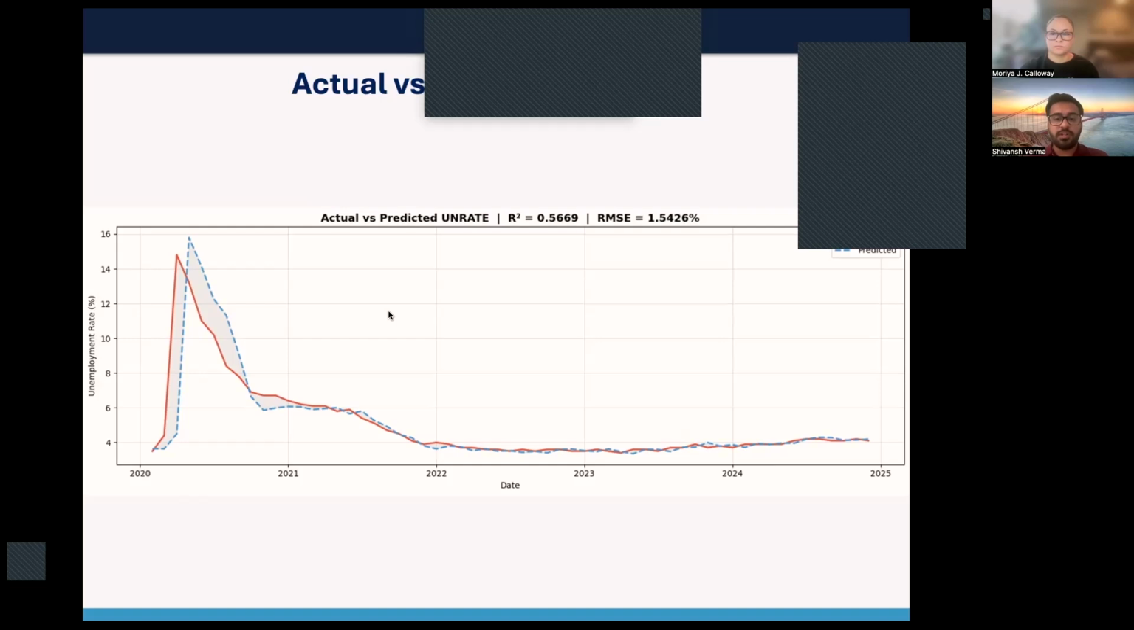What's equally important is what happens after. The model reconverges with reality by mid-2021, as you can see in the chart. Once the structural shock passes and the autoregressive dynamics reassert themselves, prediction accuracy snaps back tightly. That is a strong validation of our model design.